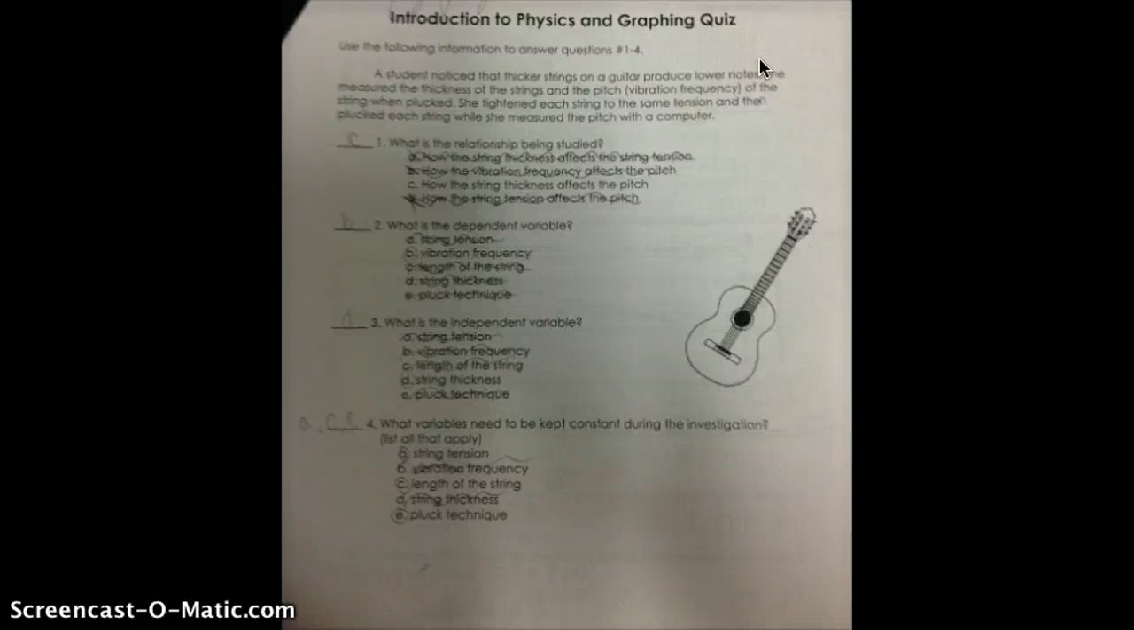They should be able to look at a list and pick out what the independent variable is, the one that I choose, and what the dependent variable is, and then they should be able to recognize that all of the other things should be held constant. So that's why she put 3 different answers here.